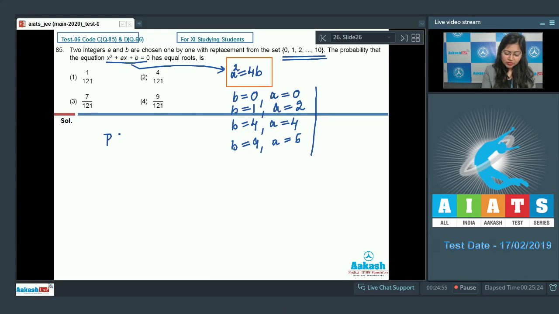Hence, the probability of the required event will be equal to 4 upon, that is, the number of ways of choosing a and b is 11 into 11. That is equal to 4 upon 121. That is, the correct answer will be option number 2.